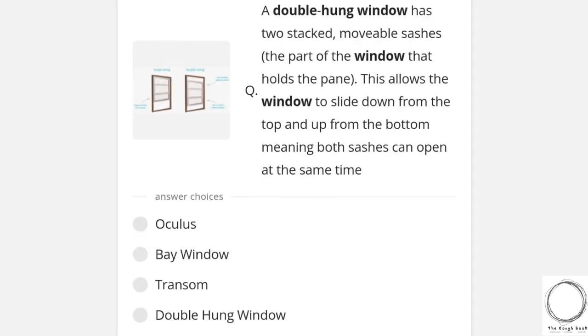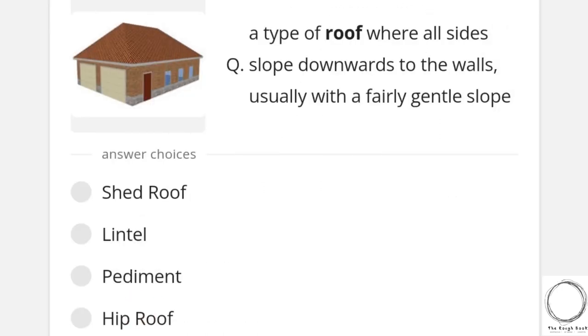Next, a double hung window has two stacked movable sashes, the part of the window that holds the pane. This allows the window to slide down from the top and up from the bottom, meaning both sashes can open at the same time. And the options are oculus, bay window, transom, and double hung window, and the right answer is double hung window.